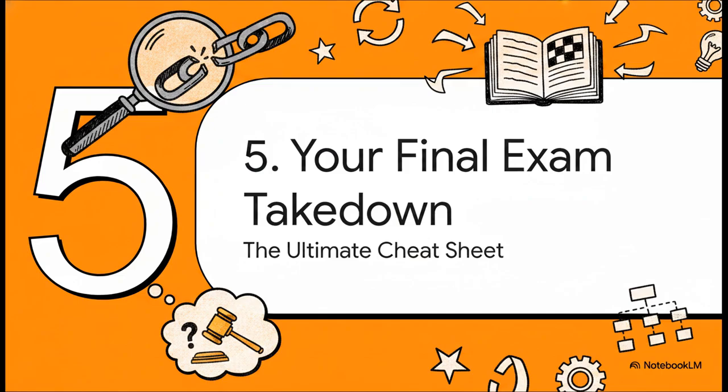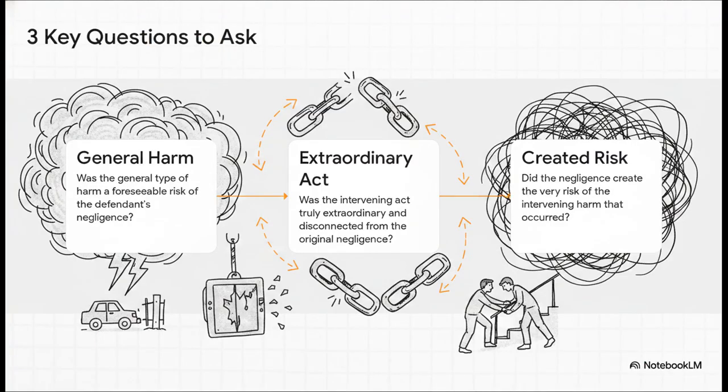Okay, deep breath. Let's bring this all home. This right here is your ultimate cheat sheet. This is how you spot these issues and break them down perfectly on an exam. So when you get a fact pattern with a crazy chain of events, you're going to ask yourself these three questions. Number one, was the general type of harm foreseeable? That's your Derderian question. Number two, was the intervening act truly extraordinary? That's your Ventricelli question. And number three, the big one, did the defendant's negligence create the very risk of the harm that actually happened? That is your Delaney question.